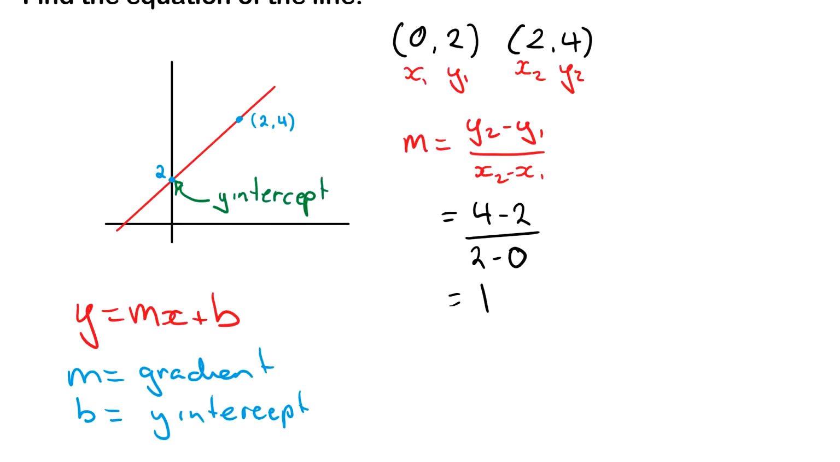So now we have m over here, where we know m is 1. We know the y-intercept is 2. So I can go y equals 1x. You don't really technically need to put the 1 there, so I'll get rid of that and put x, because there's only one x, plus 2, because that was my y-intercept.